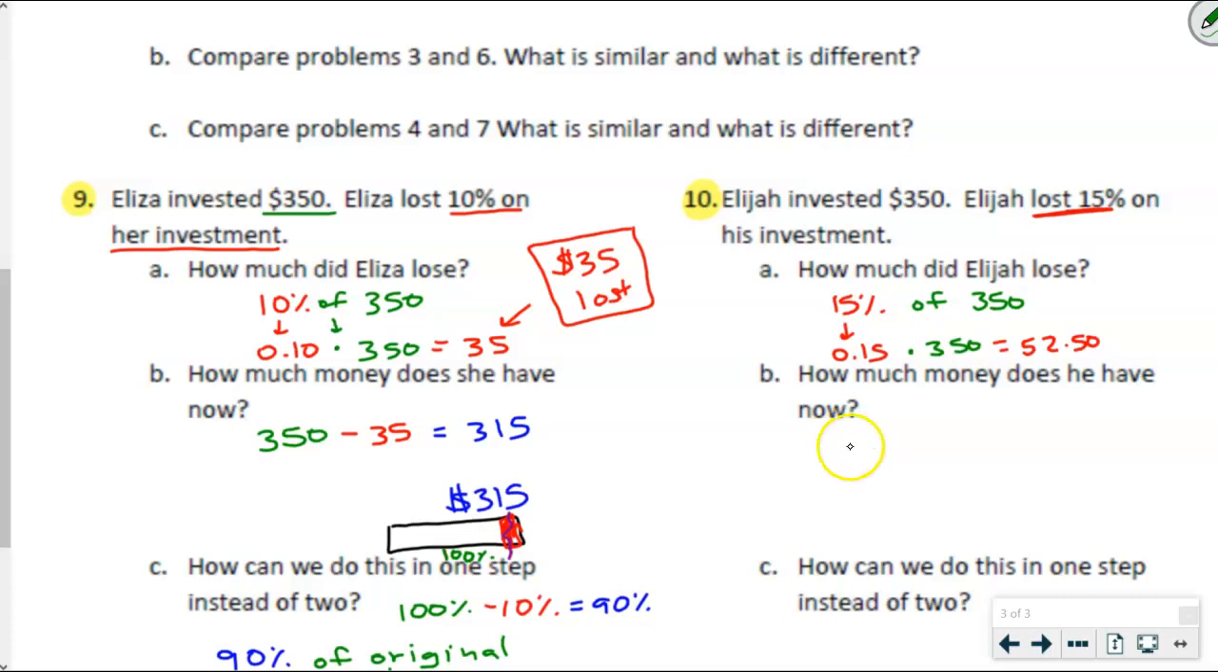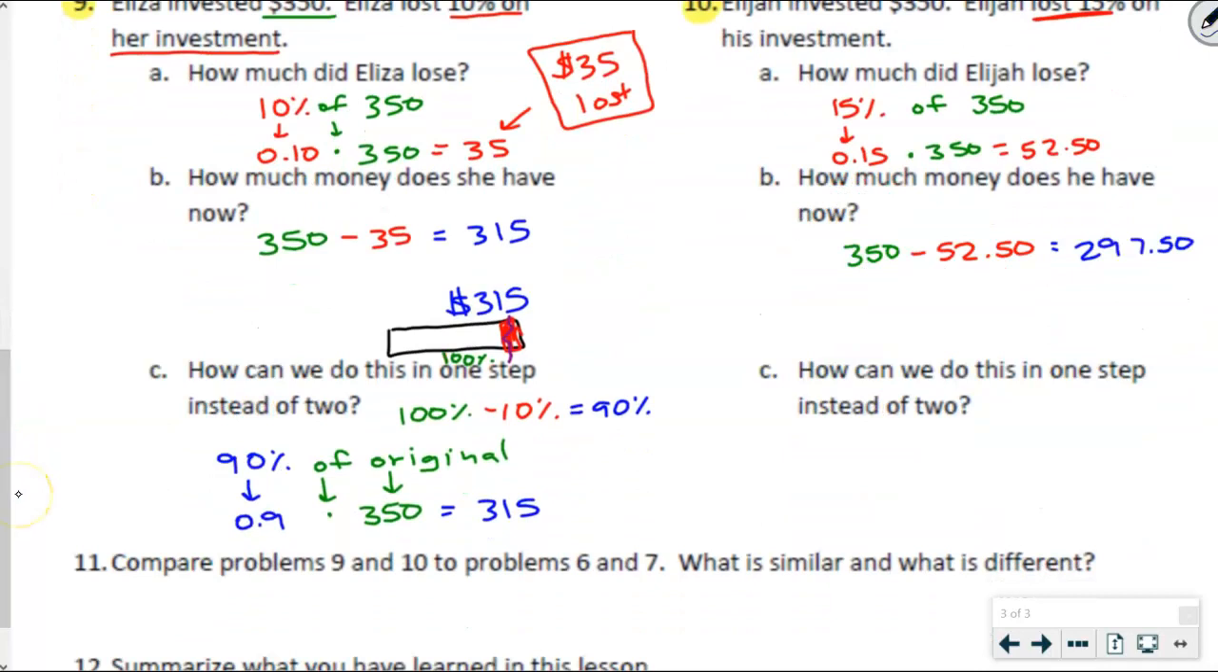So when I want to know how much money does Elijah have now, he started with his 350. He lost $52.50. So now he has $297.50. That was a lot of work doing that in 2 steps. How can we do it in 1?